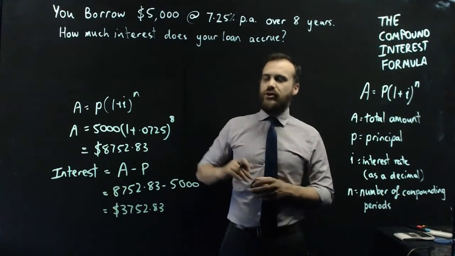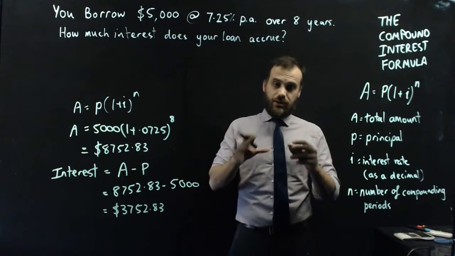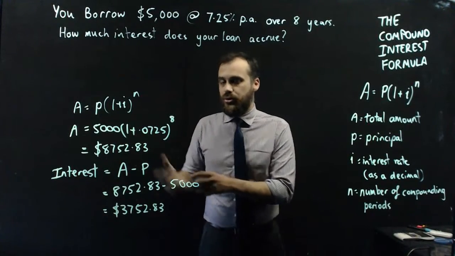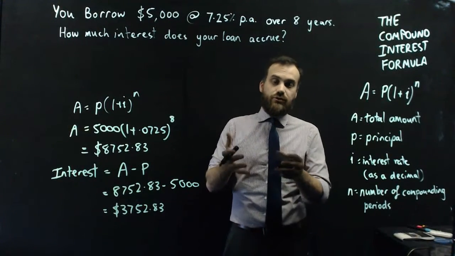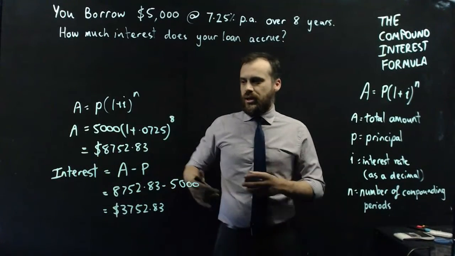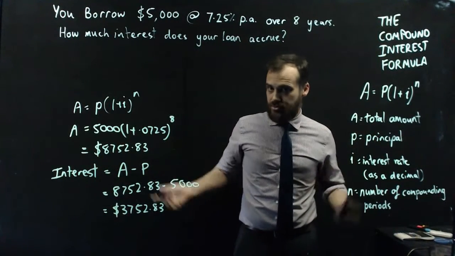Alright, so we've got the compound interest formula. It's really great for finding total amounts at the end. But if you're not interested in the total amount, but you're instead interested in either how much interest you owe or how much interest you've received from the bank, then you're going to have to go the extra step and do total amount minus the principal, A minus P.